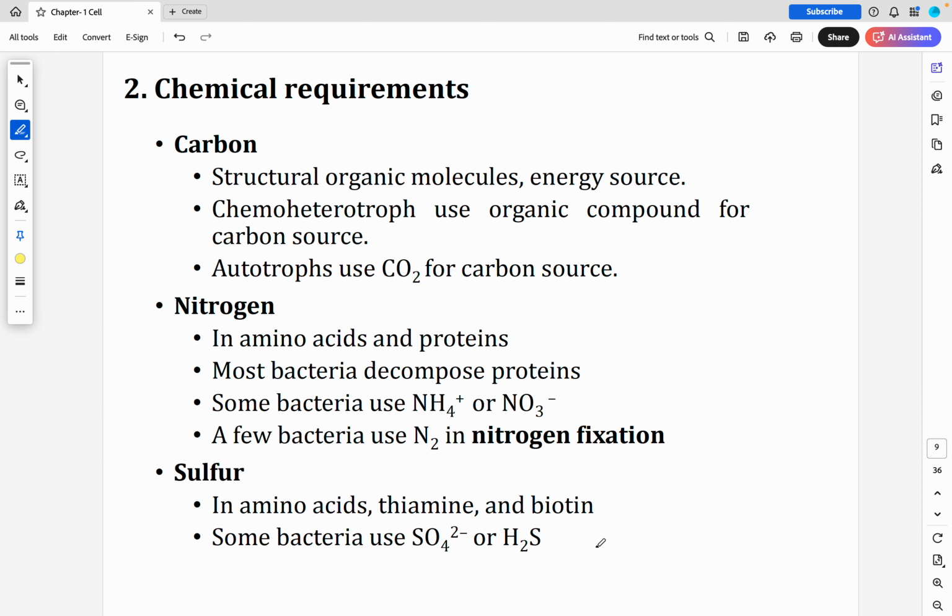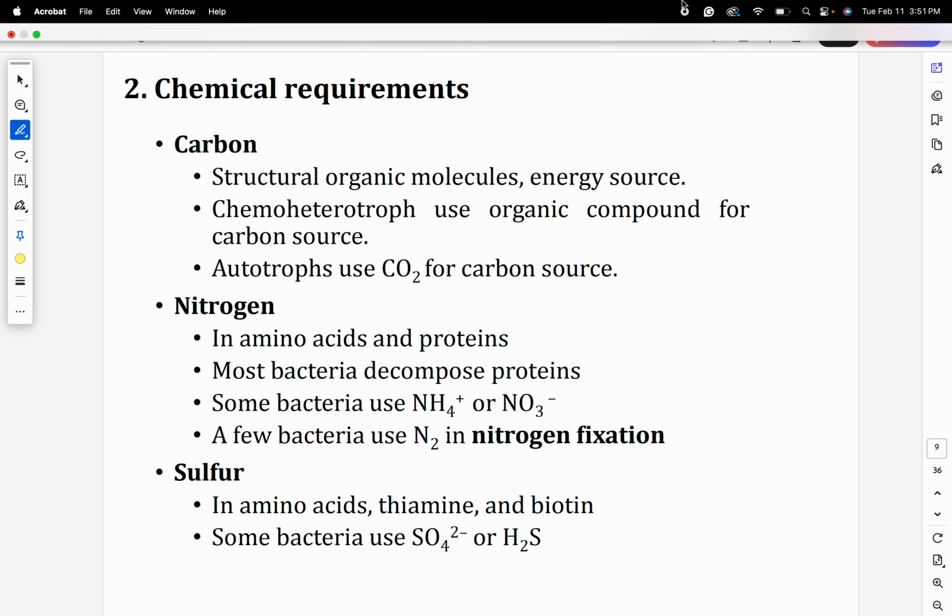Then we have the chemical requirements for microbial growth. So chemical requirements refer to the atomic elements that comprise the different macromolecules and ultrastructural components of microbial cells. So definitely our key elements: carbon, hydrogen, nitrogen, sulfur, phosphorus, okay, and some other trace elements that can serve as cofactors.